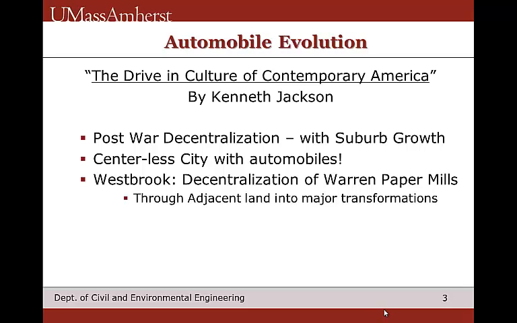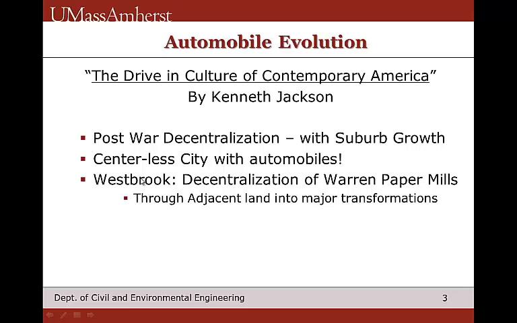I'm going to take some notes from the reading from one of our class assignments. This is by Mr. Kenneth Jackson, and the reading specifically was The Drive-In Culture of Contemporary America. So after the post-war decentralization, there was a lot of sprawl into suburbs, right? From the city, a lot of people able to own automobiles were able to live farther out from the central core. Once you had an automobile, you didn't have to live in the central core anymore.